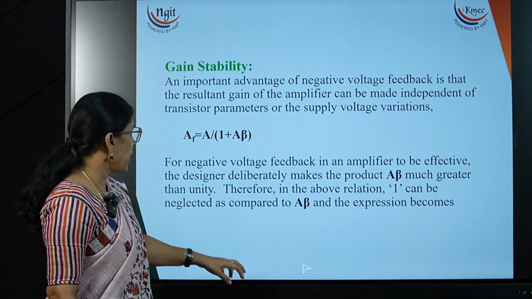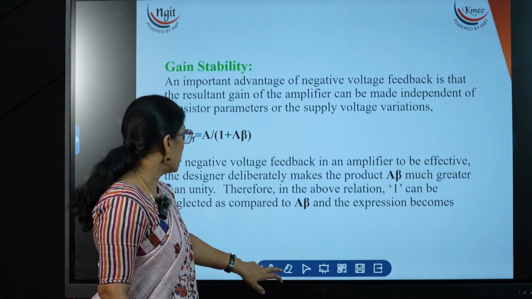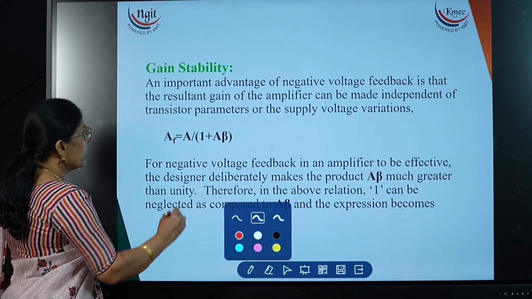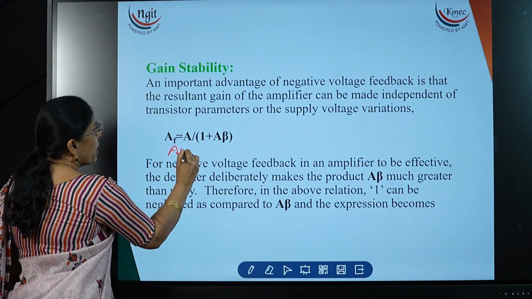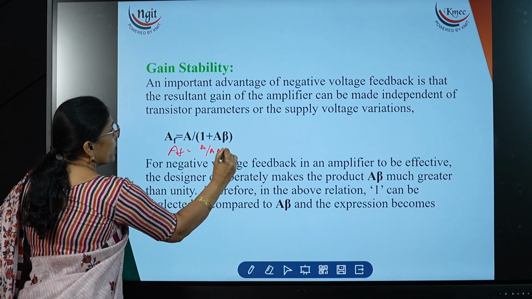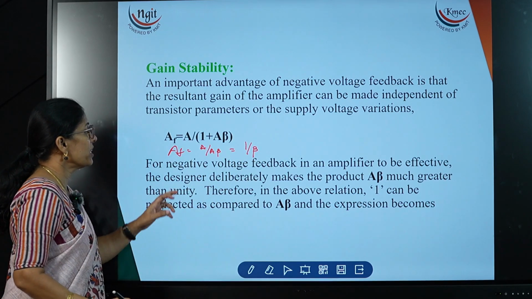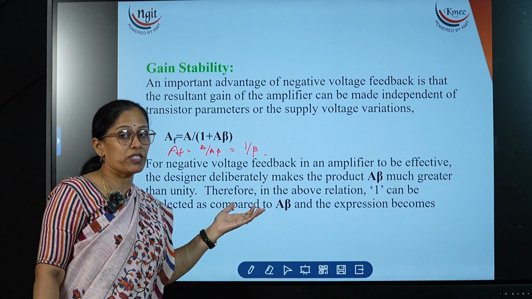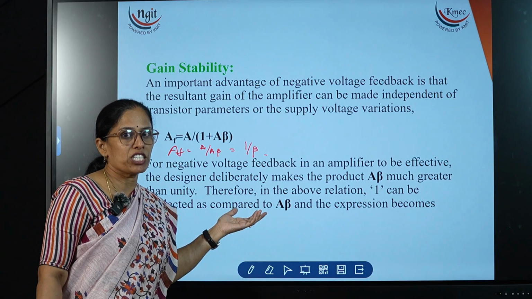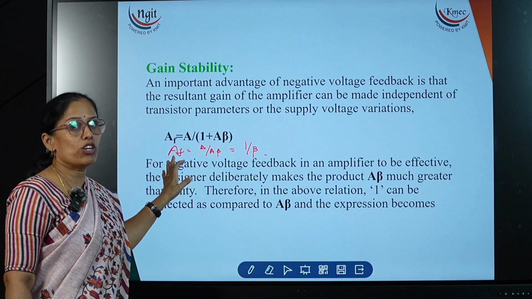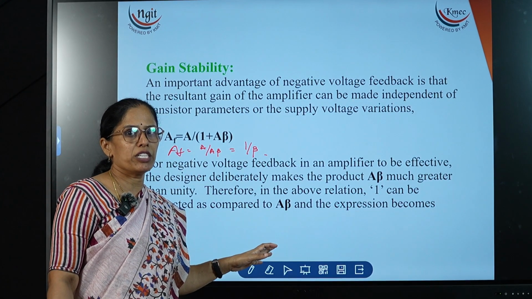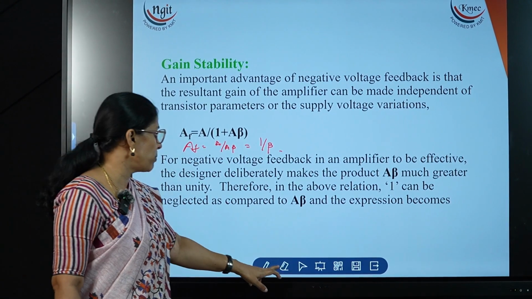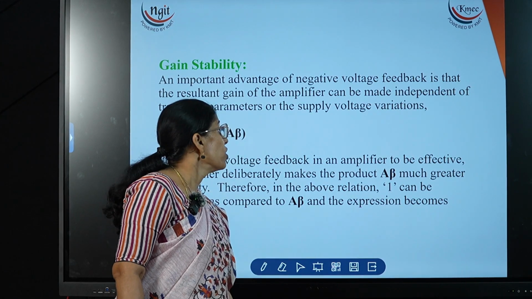How? If AF is equal to A by 1 plus A beta, and the A beta value is greater than 1, then you can neglect the 1 and write AF is equal to A by A beta, which is nothing but 1 by beta. Here the gain depends only on the beta factor. The feedback network is just resistive, if I am taking only resistor values. So this gain does not depend upon temperature, transistor parameters or any other parameters. So we are going to get more stability, and also noise is reduced.